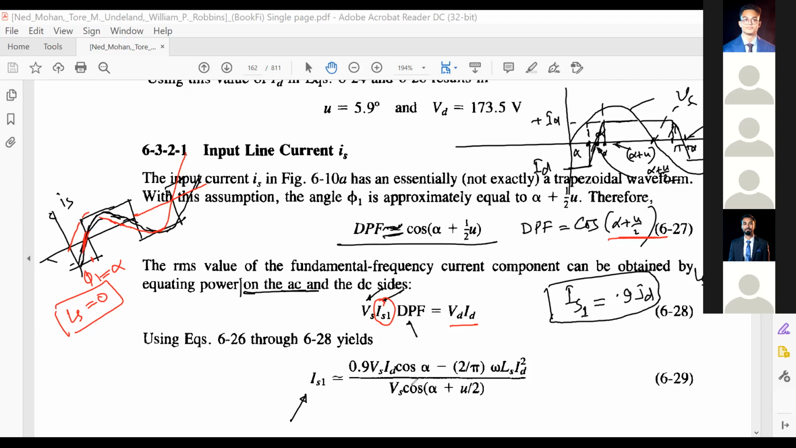Look here, if you put LS equal to 0 here, then u equal to 0, then this IS1 is coming as 0.9 Vs, then where will this ID go?